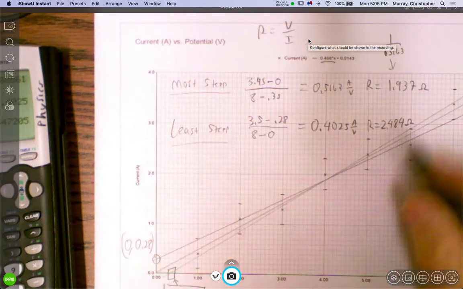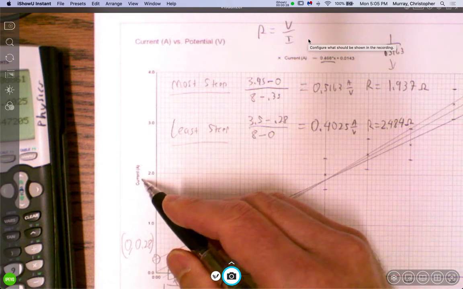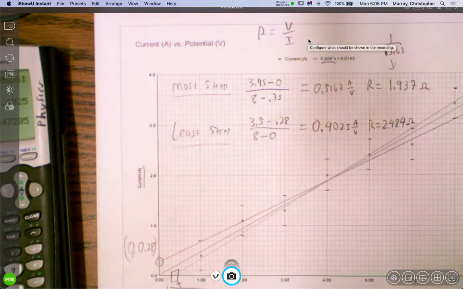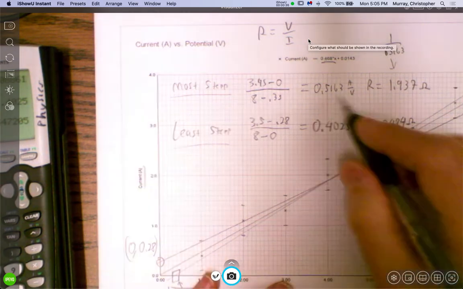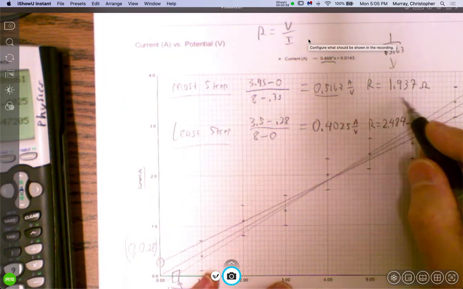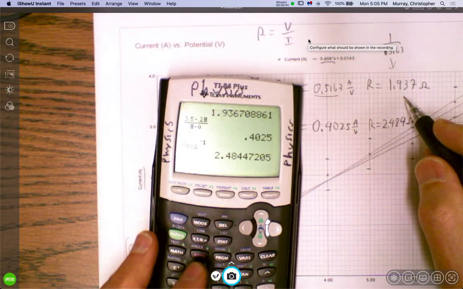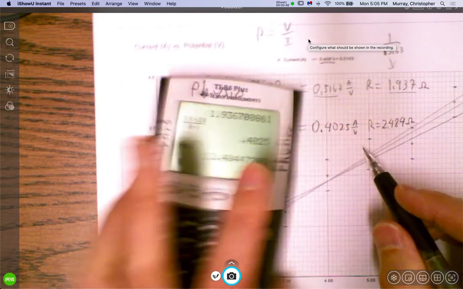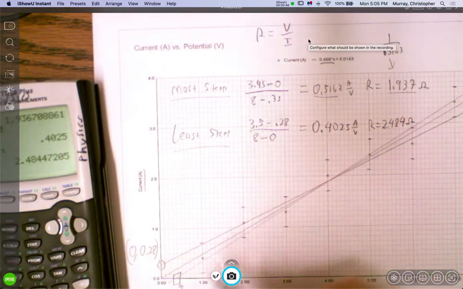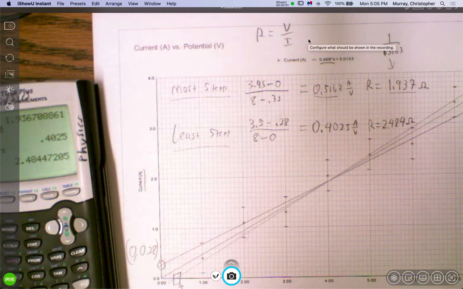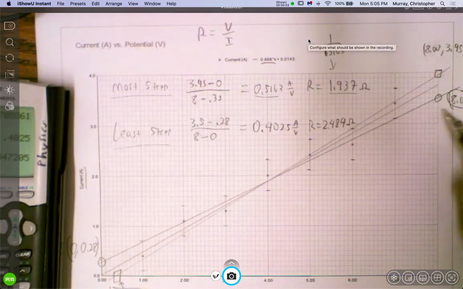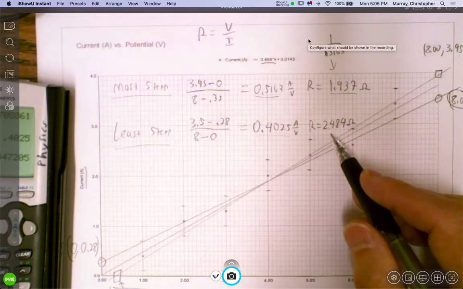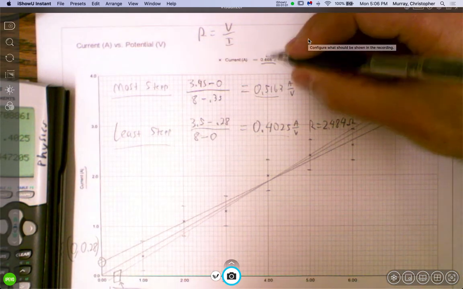And the slope of this line, the rise over the run, is I divided by V. So the slope of this is the reciprocal of resistance. Very, very complicated. For this, I got a slope of 0.5163, and when I took the reciprocal of that, I got 1.937, and that's the number right there. And for the least steep line, which is this one with the circled endpoints, I found the slope to be 0.4025, and the reciprocal of that is 2.484.